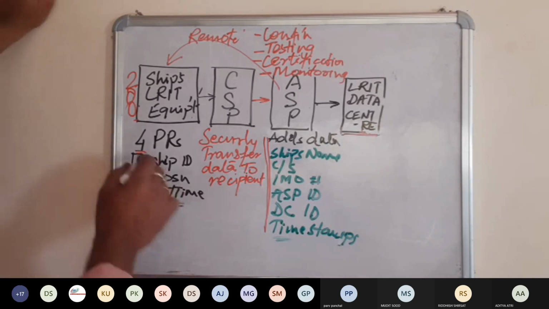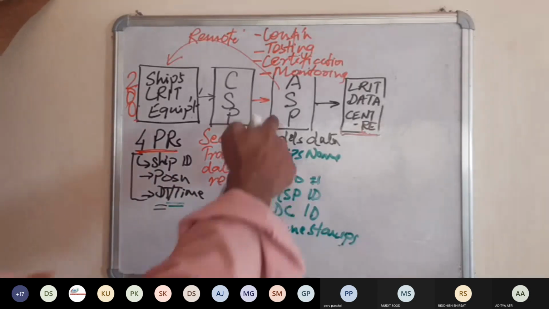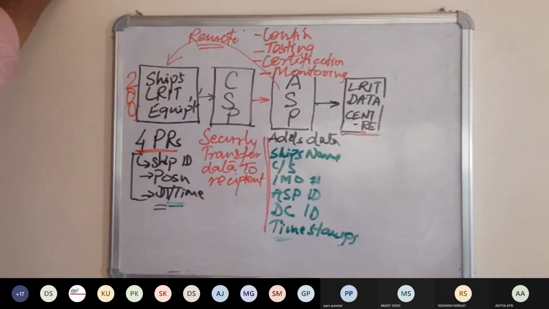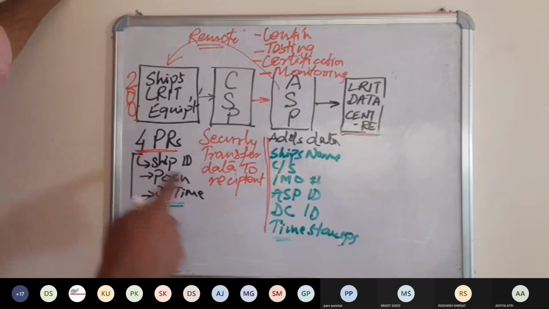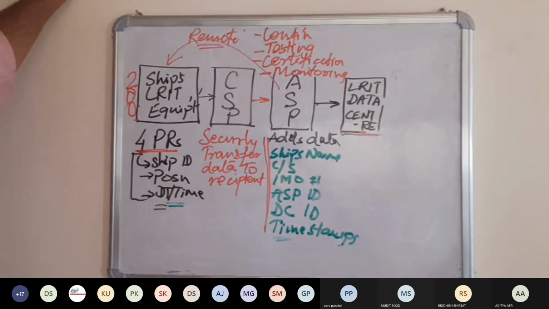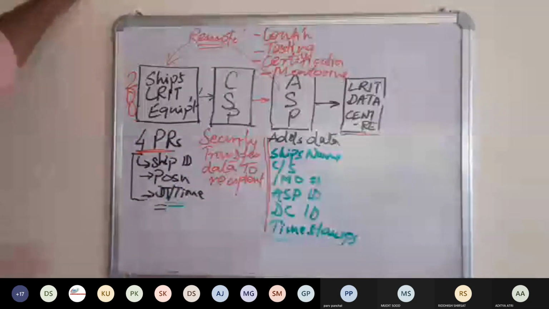Also, the 4 reports which are sent daily, that means every 6 hours, can be changed by the ASP directly through remote control. They can change it to not 4 reports, but 8 reports daily, or maybe 16 reports daily. They can reduce the duration. They can change the duration, not more than 6, but less than 6.